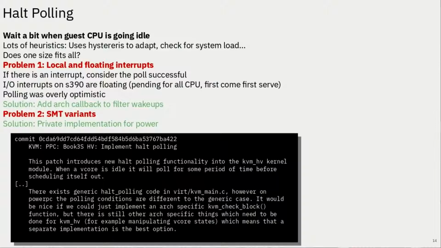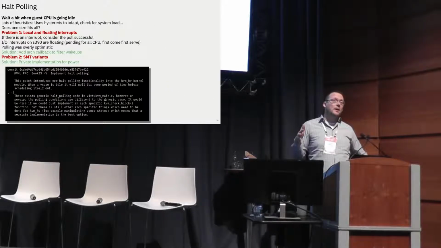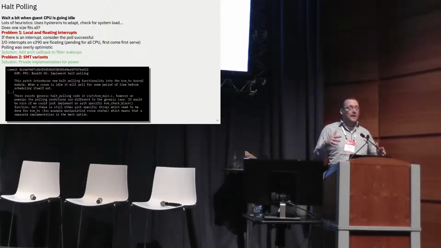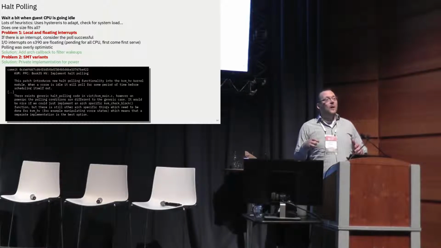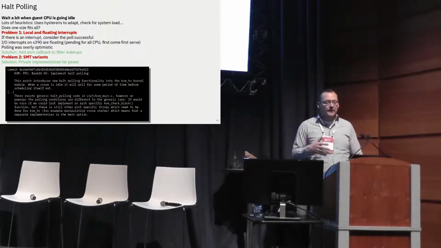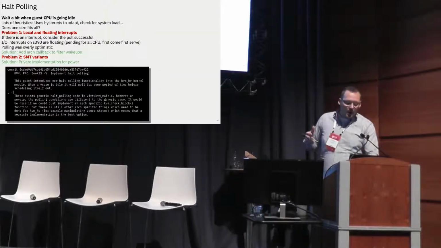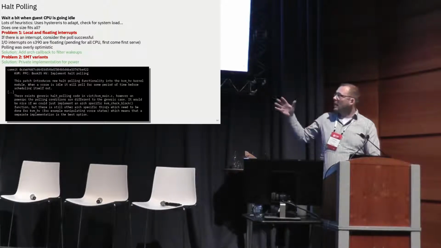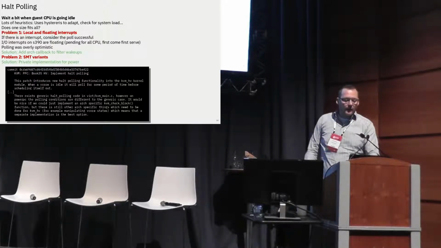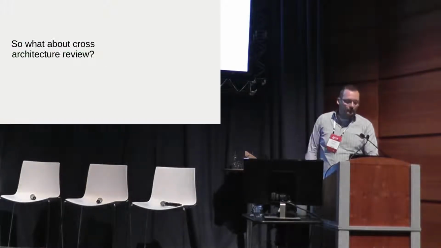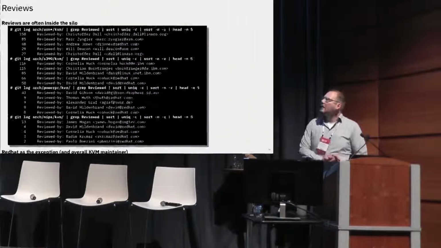Another thing, Power actually has a private copy of HAL polling, because it turned out to be hard to have an architecture-independent way of HAL polling for the way Power manages its SMTs, so its threads. So here's a case where we were not able to use common code, and Power had to have its own private copy, because making it common would have made the code more complicated. What about architecture review?